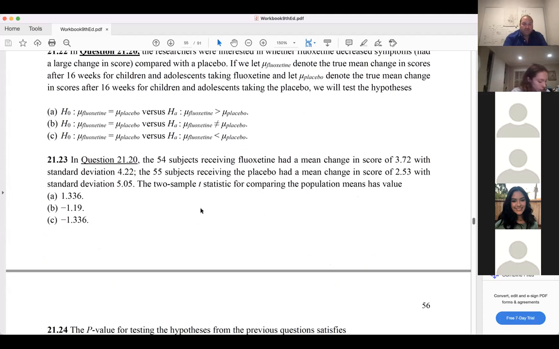Anyways, either way, let's go ahead and just do 23 and call it a day. What is the 2-sample T statistic for this situation?